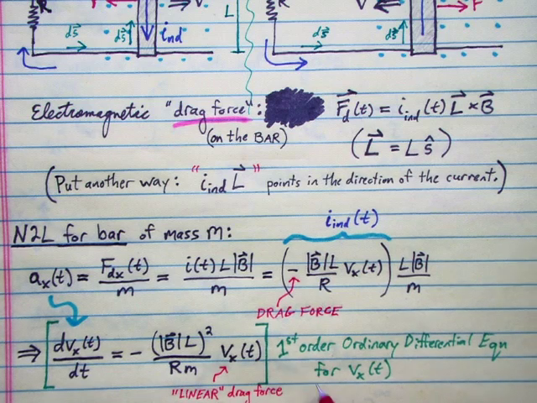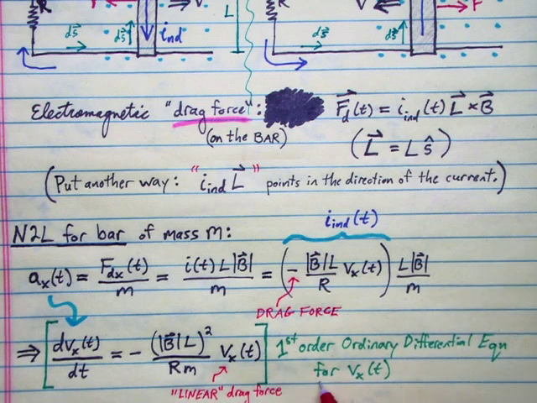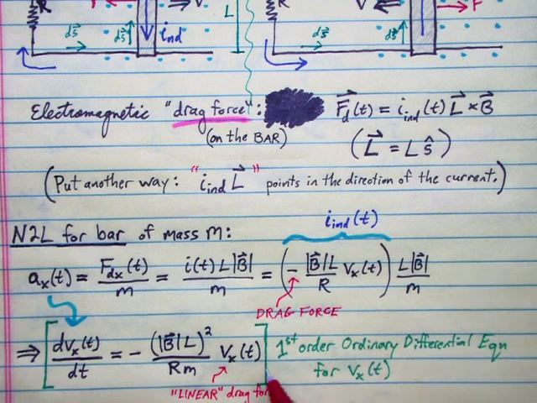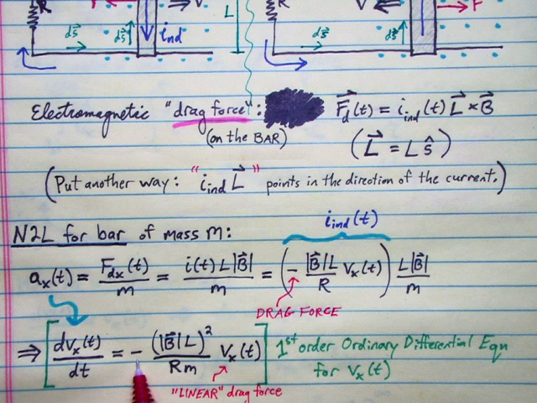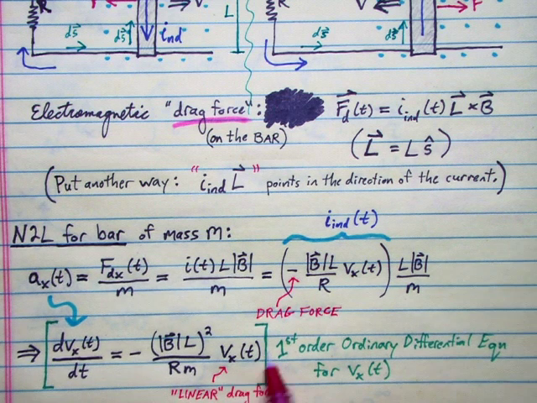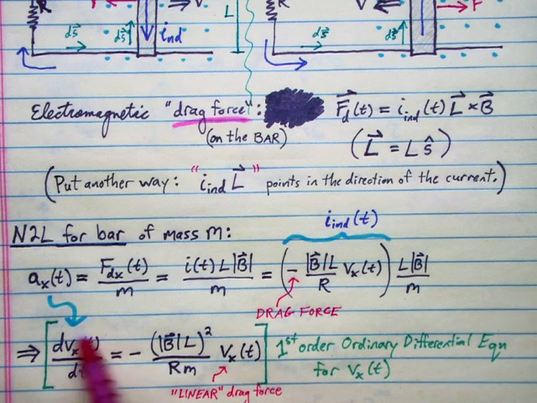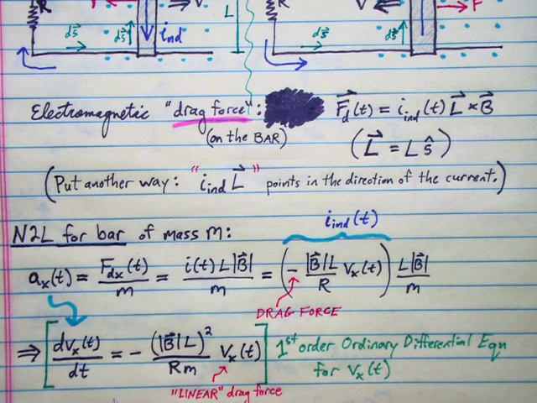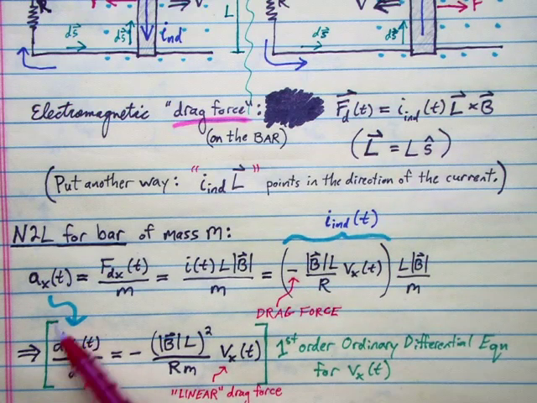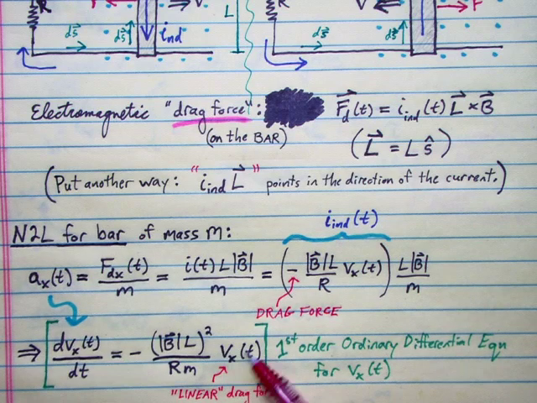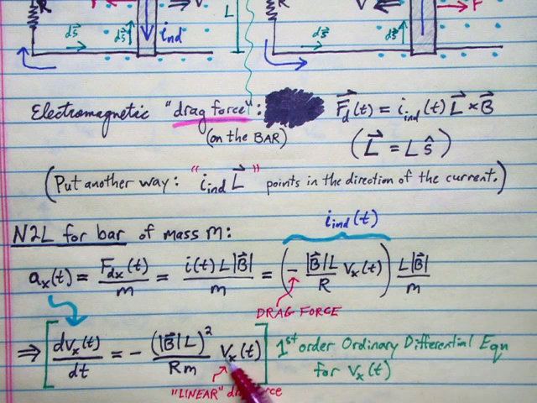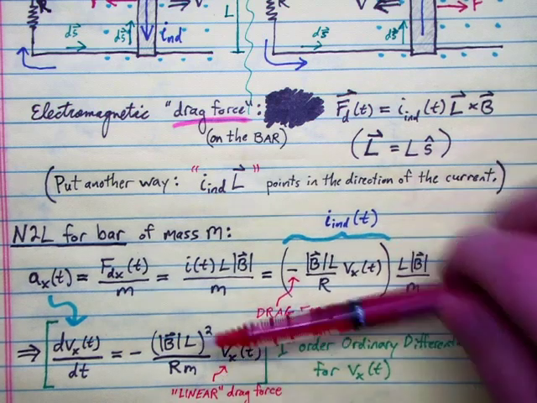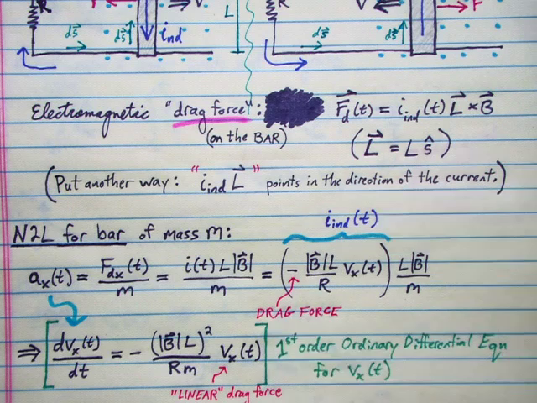Here what we've got is what's known as a first order ordinary differential equation for Vx, which is a function of time. That negative indicates that we've got a drag force here. Whatever Vx is, its rate of change will be the opposite of that. So if Vx is positive, dvx/dt will be negative and so forth. We also call this a linear drag force because the derivative of Vx depends on Vx. It doesn't depend on Vx squared or Vx cubed, it depends on Vx, hence a linear drag force. And this is an equation that we can solve.